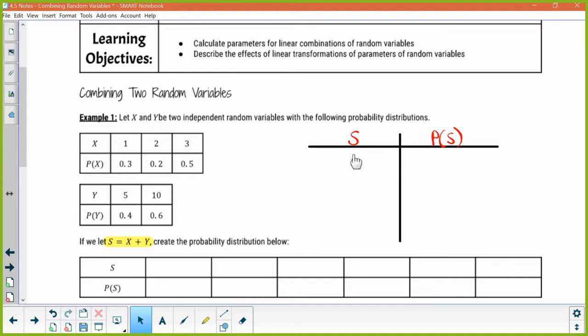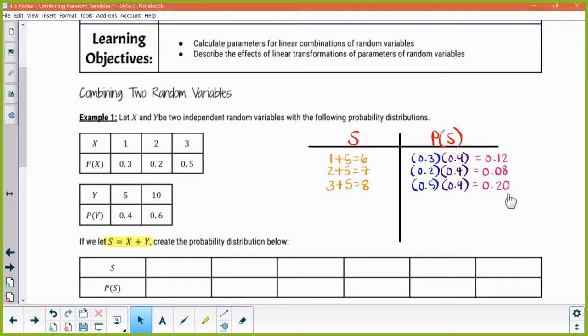So for my first one, I added 1 plus 5, which gave me 6. And in order to get the probability, I just multiplied those probabilities together because two events are occurring at the same time, which gives me 0.12. This table here, you don't necessarily have to write down. I am going to walk you through each one individually, but we are going to organize it in the table down below. I did the same thing for 2 and for 3, took their probabilities and multiplied them together. I got 0.08 and 0.20.